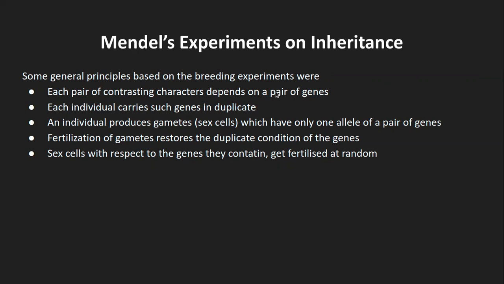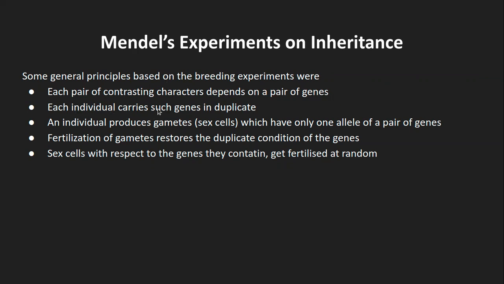They depend on a pair of genes, right? One will be dominant and the other one will be recessive. That means, let's say if it is a purple flower and if it is dominant, it will have that particular allele, and a white flower will also have that particular allele. So those two contrasting characters will have a pair of genes which is coding them.